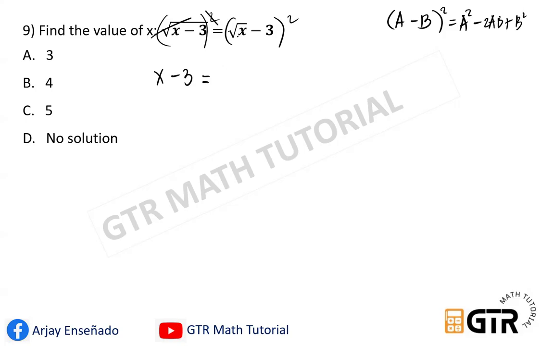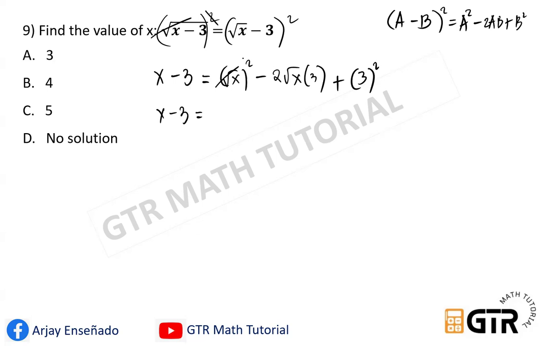So let's apply that. So square the first term. So we have square root of x squared minus 2ab. So we have 2 times a, so that is square root of x, and then times the last term, 3, plus the 3 square. Okay? Simplify. x minus 3 equals square root of x squared.